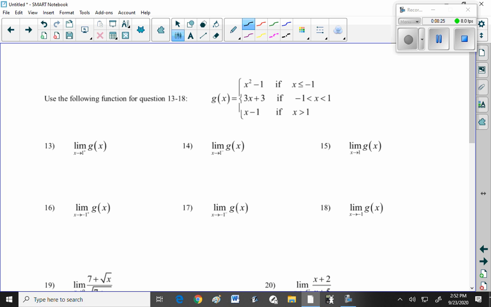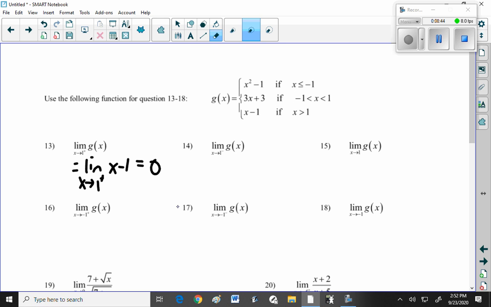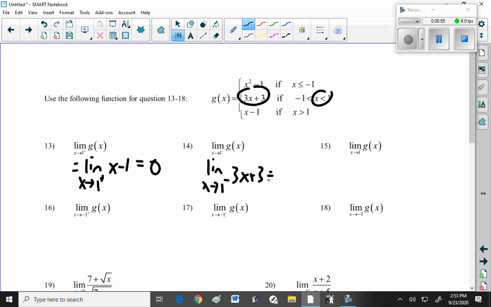Okay, 13 through 18. If I'm approaching 1 from the right, then I'm bigger than 1, so that's this one. I use this function. As I approach 1 from the right, that's the limit as x approaches 1 from the right of x minus 1, and that's just 0. If I approach 1 from the left, that's right here, so it's this function. If I approach 1 from the left of 3x plus 3, I get 6. So this limit does not exist because the left-hand limit is 6 and the right-hand limit is 0.